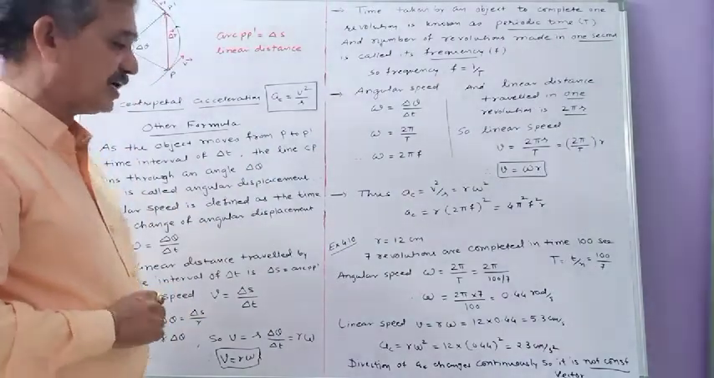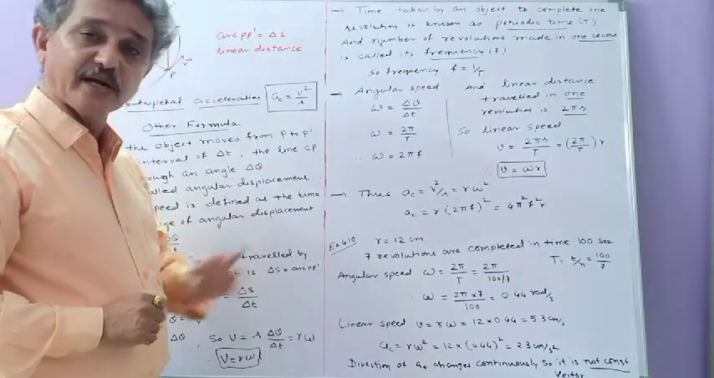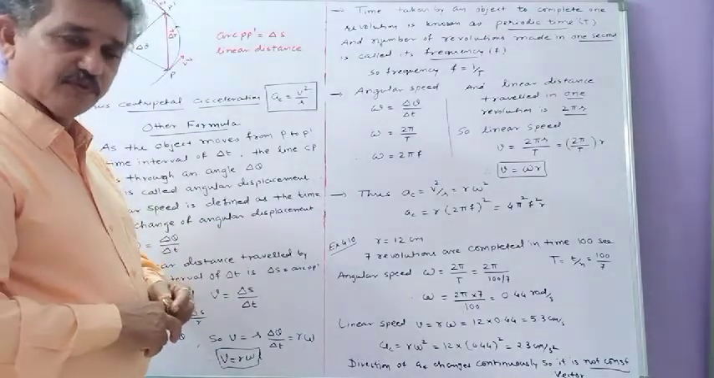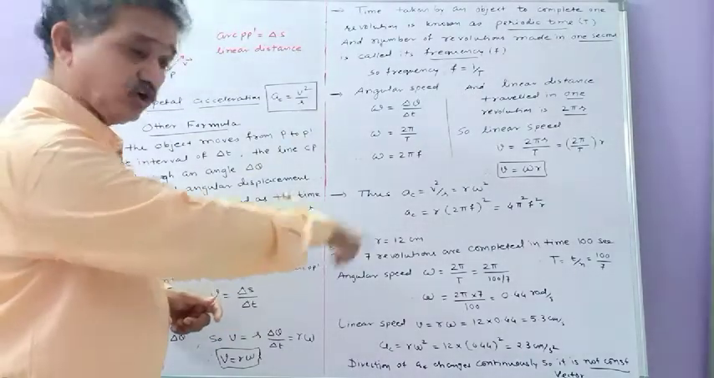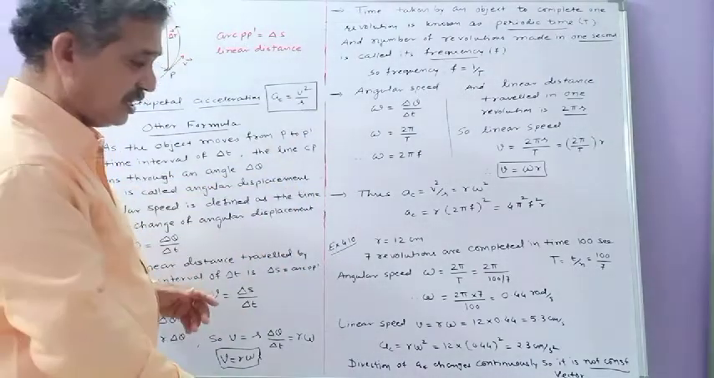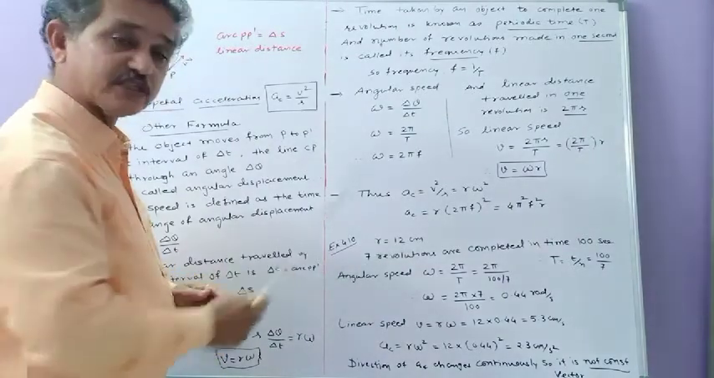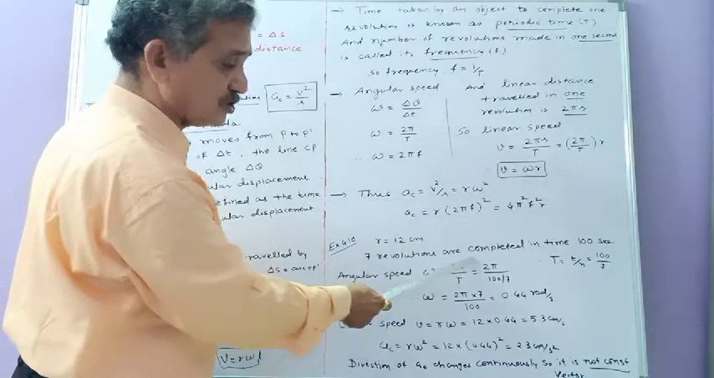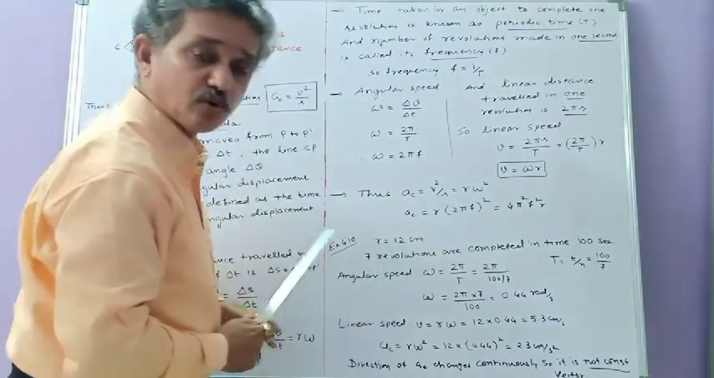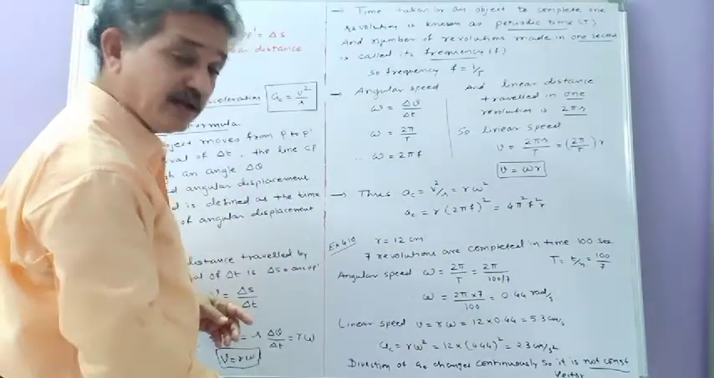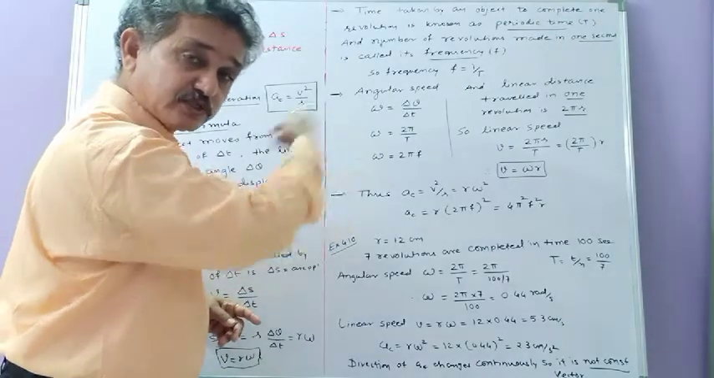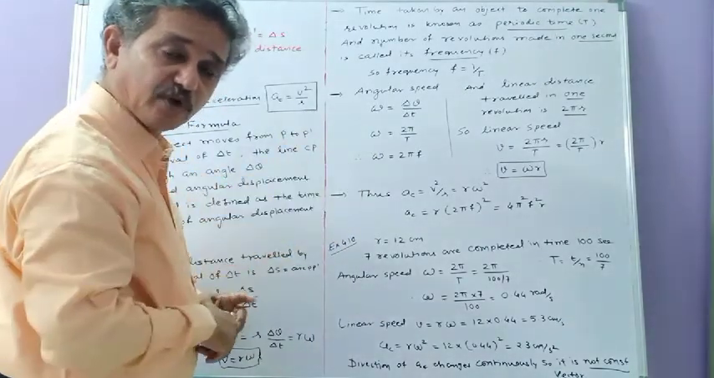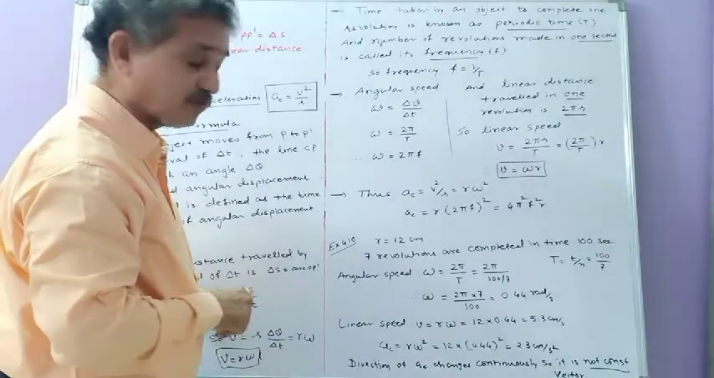Now let us see one example. Example number 4.10 in your textbook. There is an insect revolving on a circle having a radius equal to 12 centimeter, and it completes 7 revolutions in time t equal to 100 seconds. That is, how many revolutions? 7 revolutions. In how much total time? In 100 seconds. So what will be the periodic time?